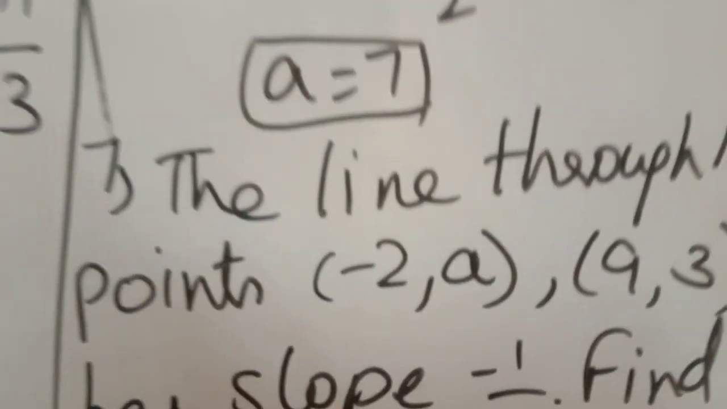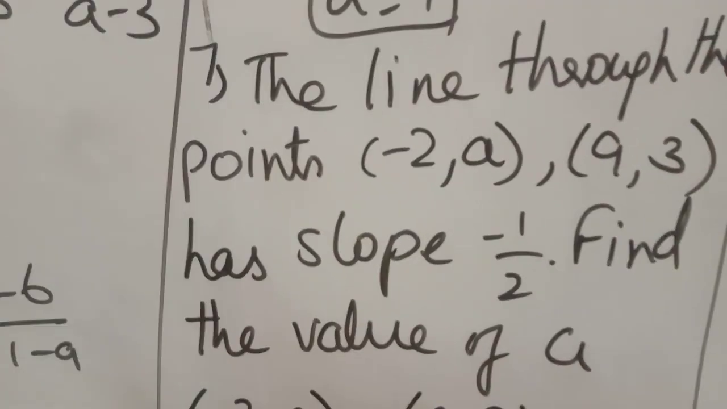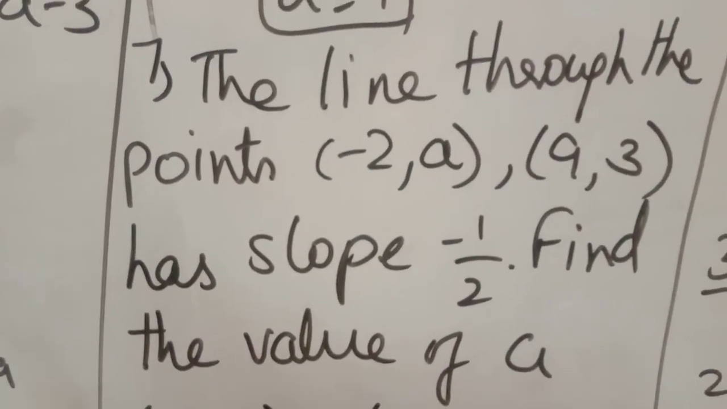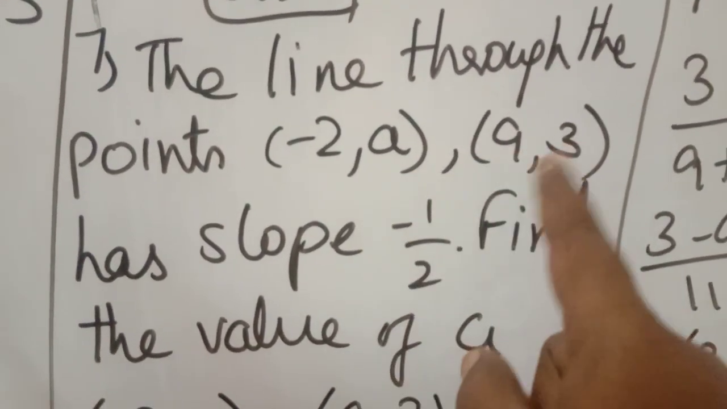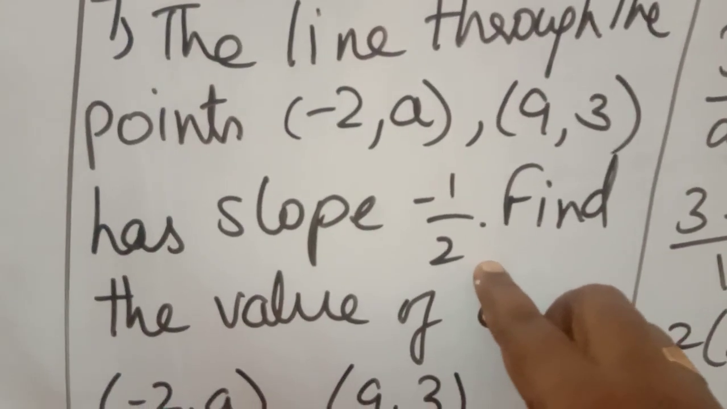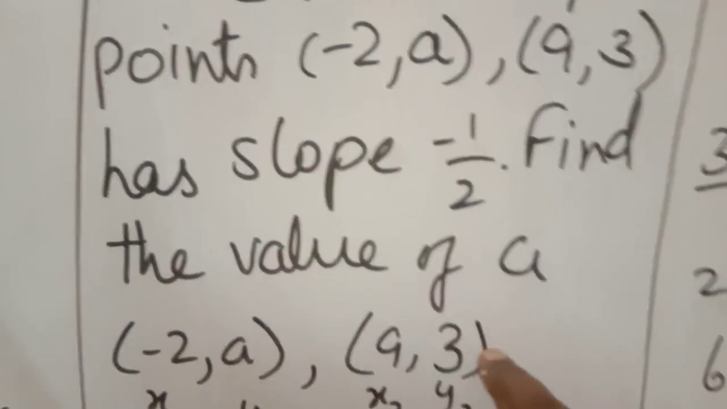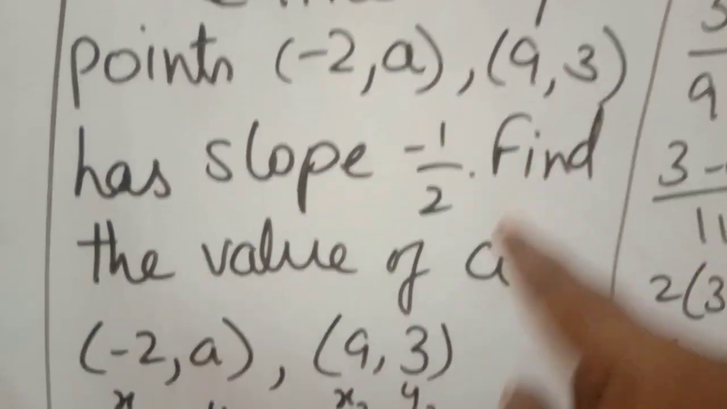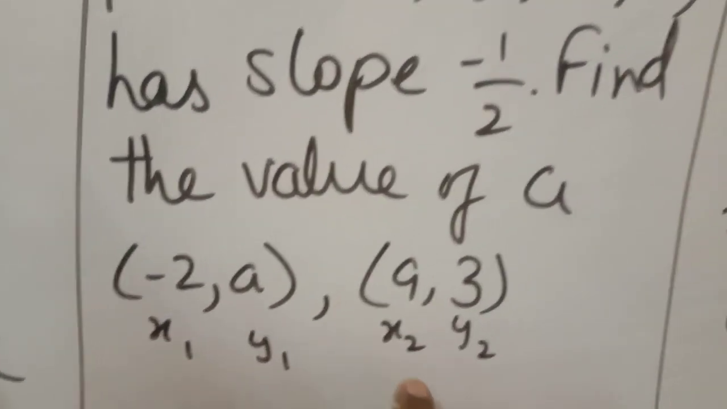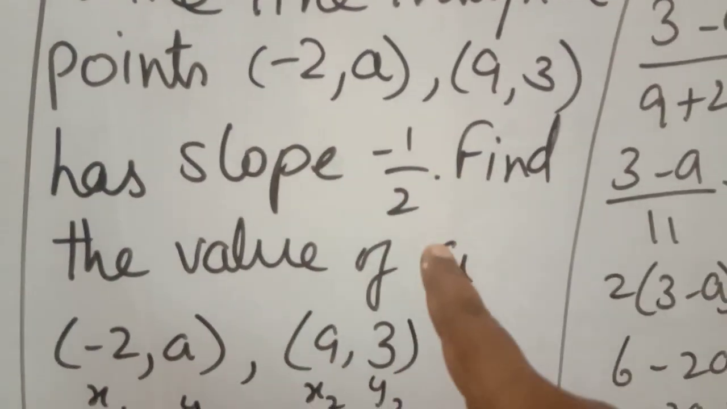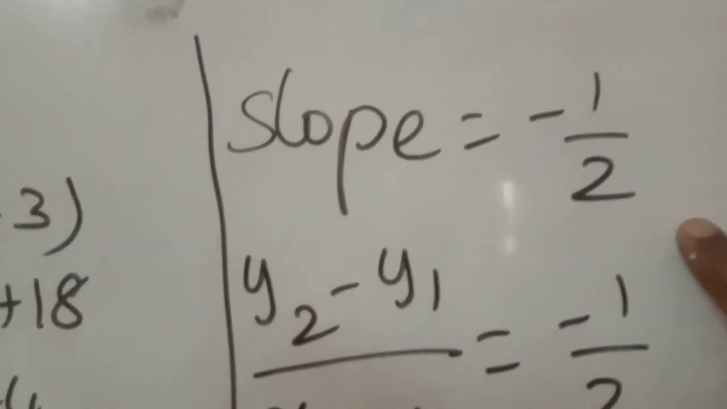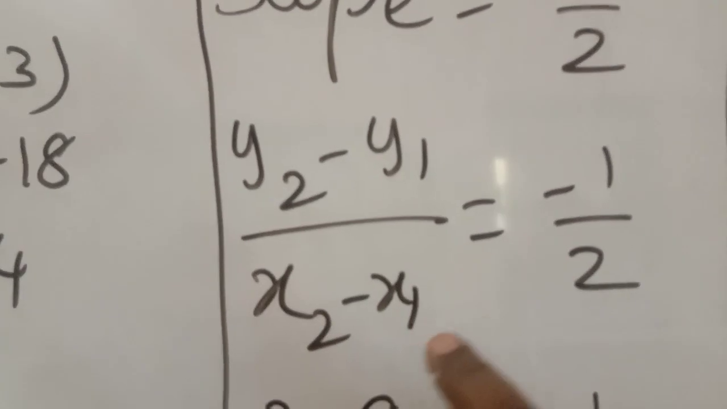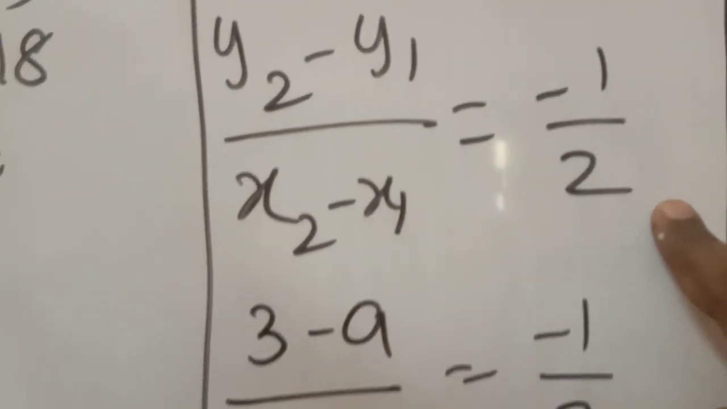Question number 7. The line through the points has slope minus 1 by 2. The line joining these 2 points has slope minus 1 by 2. So slope is minus 1 by 2. Find the value of A. First write the points. Mention as x1, y1, x2, y2. What is given? Slope is minus 1 by 2. So slope is equal to minus 1 by 2. What is slope? y2 minus y1 by x2 minus x1 equal to minus 1 by 2.